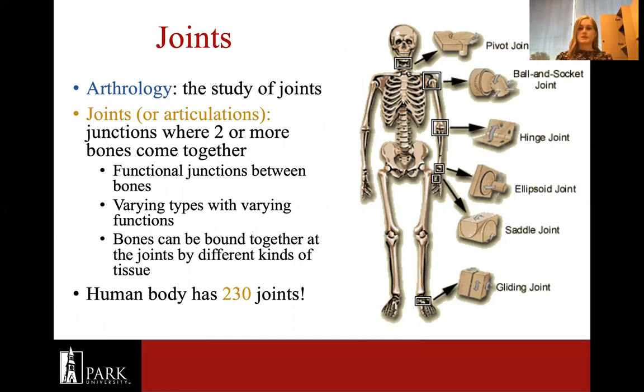How joints are determined, or just the definition, is when two bones come together to perform a function. So there are varying types of joints with varying bones, and any bone can be bound together at the joints by different tissues. Your body has over 230 joints in it. We have the common ones that we think about, but anytime there are two bones linking up and touching each other, that is a joint.